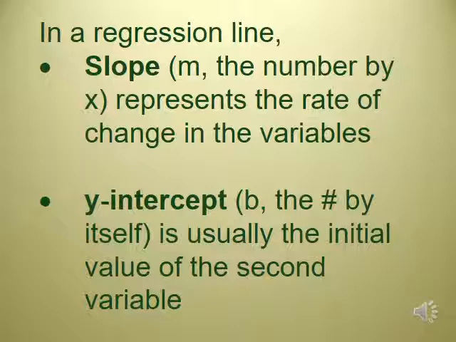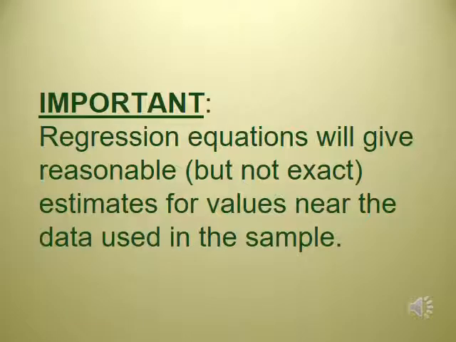The y-intercept is the initial value. That would be like if you had a family that had no kids at all, how many visits are they likely to make to the doctor? Again, what a regression equation really does is it looks at the average of everything and it makes the best estimate it can based on the data that you're given.